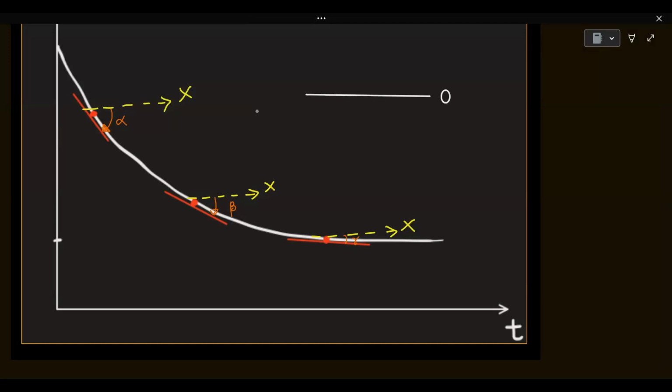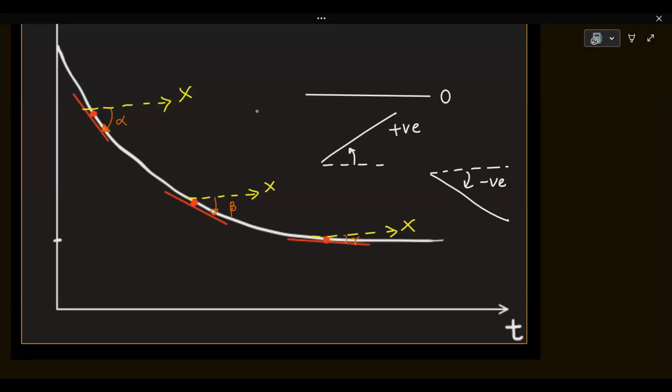This is zero slope. If you have a line like this, I'm talking about the tangents here, this is a positive tangent. The angle will be positive. If you have a line like this, which is the case in this one, your slope will be negative. Make this rule, your life will be so much easier.